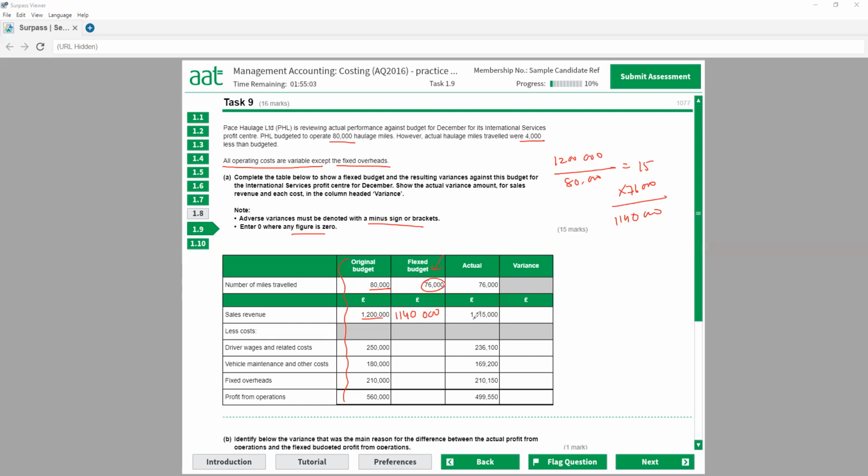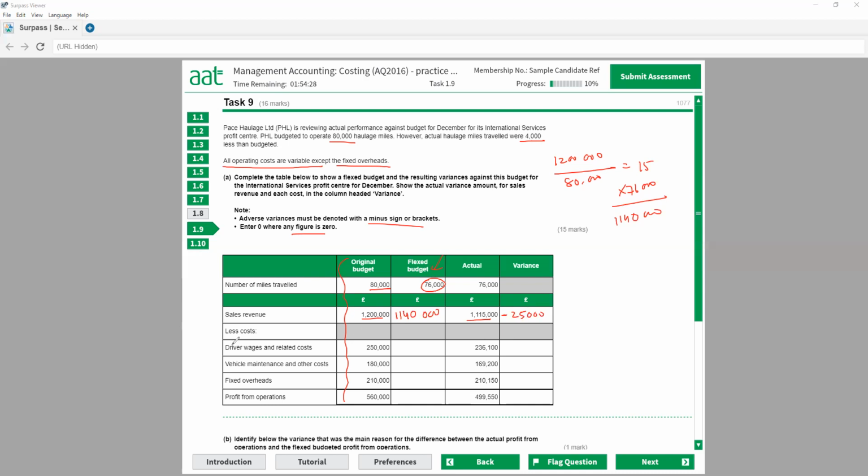but actual revenue is 1,115,000. So you can see actual revenue is less. According to my plan, my revenue should be 1,140,000 and it's 1,115,000. So 25,000 is less than the expectation. If my sales is less than the expectation, this is not good for me. And if it is not good for me, it is the adverse variance. So 25,000 less, this is an adverse variance.